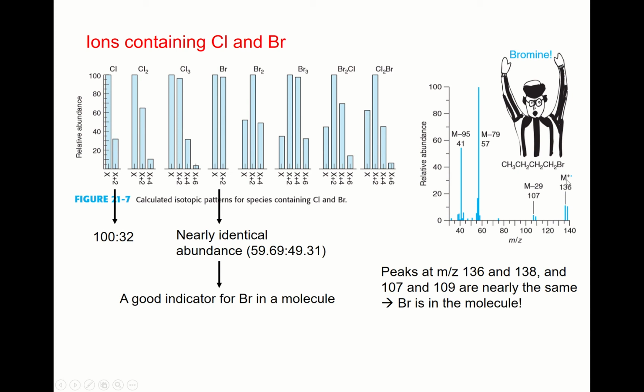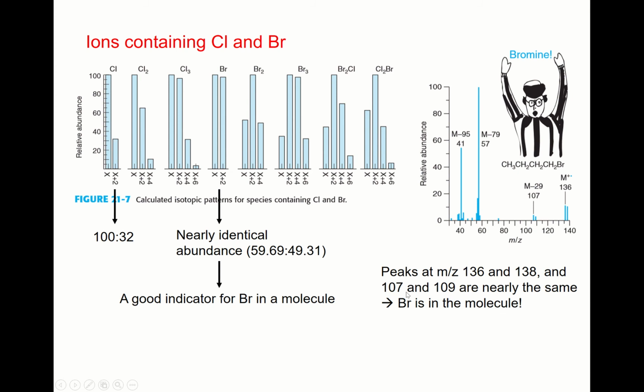This is the molecular peak, and this one is 107, and the next one is 109. But their abundance is almost identical, so we can conclude, okay, these two fragments, oh, I'm sorry, this is not a fragment, this is a molecular peak. This fragment contains one bromine atom in the molecule.